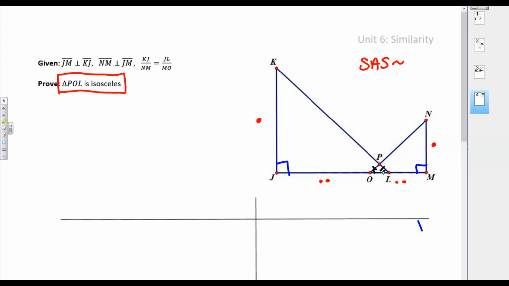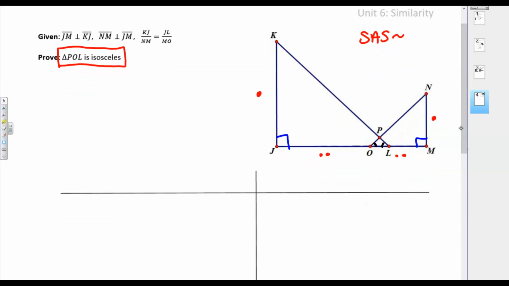If I can actually prove that the larger right triangles are similar, that means that all of their corresponding angles are going to be equal. And if their corresponding angles are equal, that means these little angles here, angle NOM and angle KLJ, are going to be congruent, which will force POL to be an isosceles triangle. So that's where we're going to go with this proof. So let's go ahead and set it up.